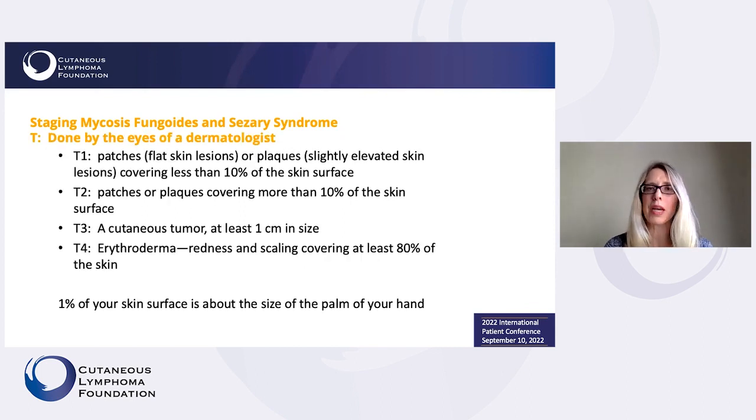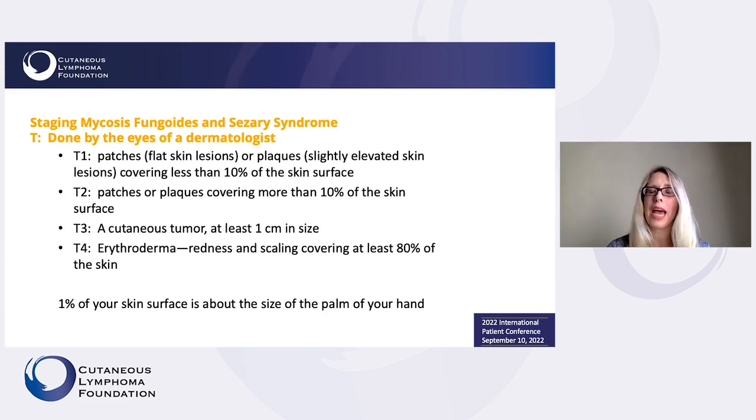So when we deal with mycosis fungoides and Sézary syndrome, to figure out the T, that is done by the eyes of a doctor, especially a dermatologist. So we look at the type of lesions that we see and we describe them and we see how many there are and how much of the body it involves. So T1 is when there's either patches or plaques covering less than 10% of the body's skin surface.